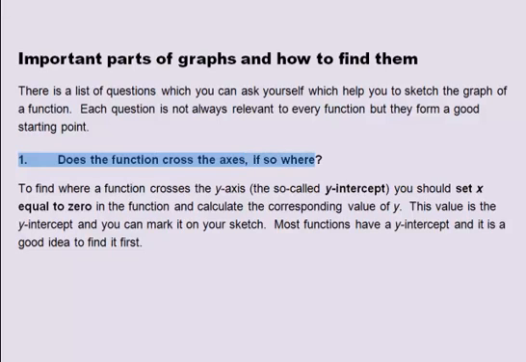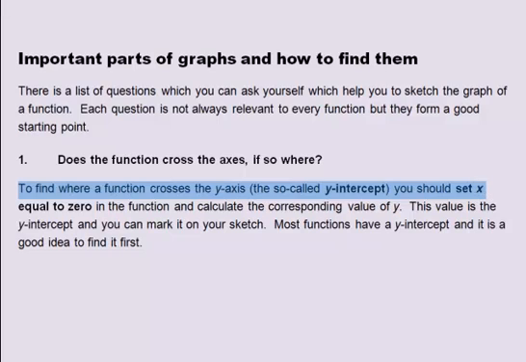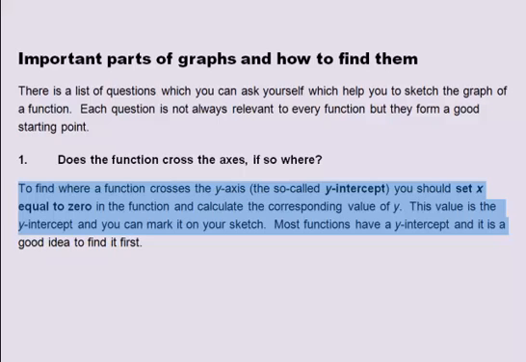If so, where? To find where a function crosses the y-axis, the so-called y-intercept, you should set x equal to 0 in the function and calculate the corresponding value of y. This value is the y-intercept and you can mark it on your sketch. Most functions have a y-intercept, and it is a good idea to find it first.